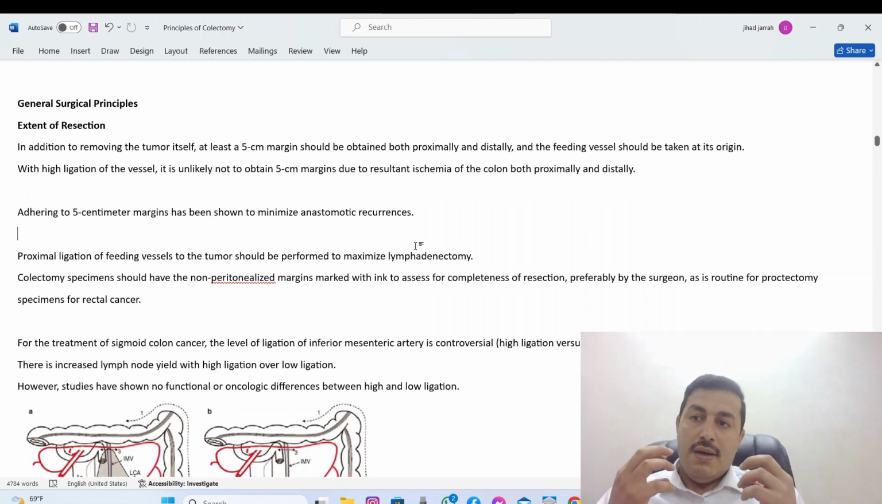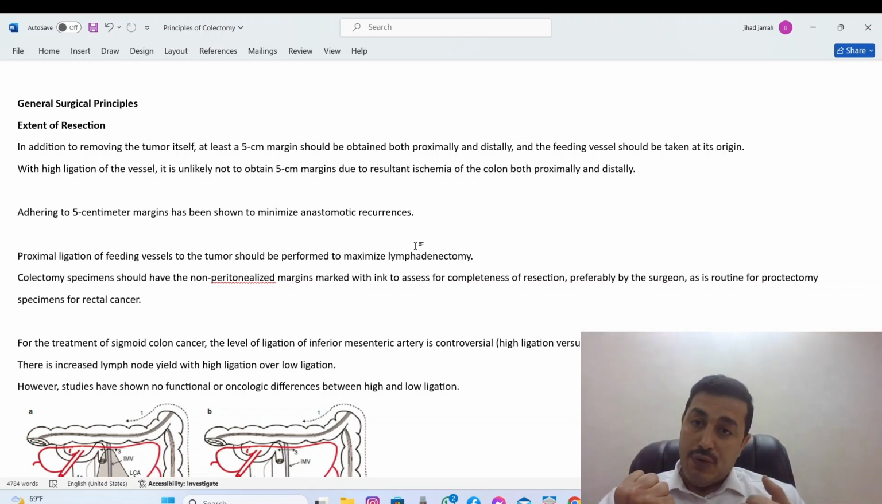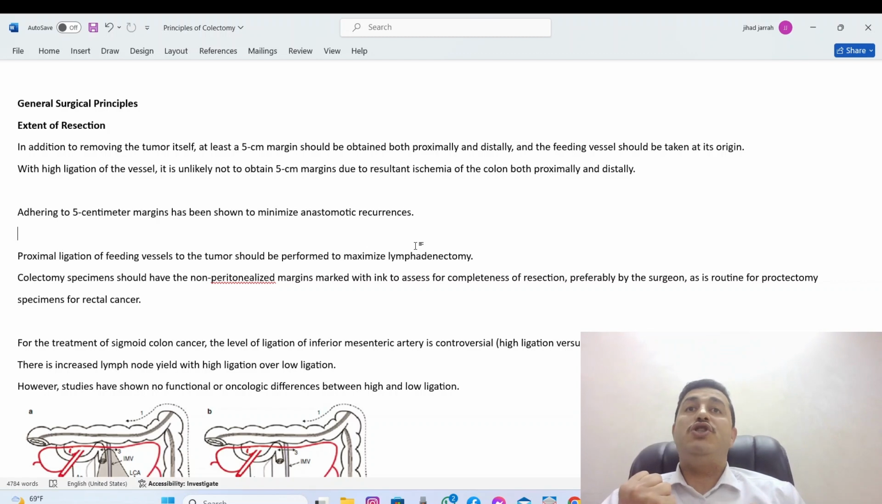Okay. One of the basic principles is the extent of resection. This means if I have a tumor, where should the cut edge be, how many centimeters proximal and distal, to achieve a good oncological result, to achieve a negative margin, to achieve low anastomotic recurrence. So it's recommended in the colon to get 5 centimeters proximal and 5 centimeters distal to the lesion. Plus, I need to remove the feeding vessel to that tumor. And removal of the feeding vessel should be high from its origin, not near the tumor itself. We call it high ligation. We have a concept of low ligation, but we will explain it in the next few seconds.